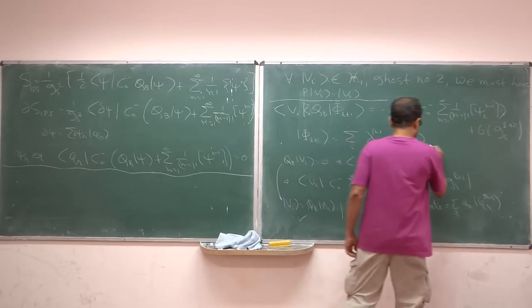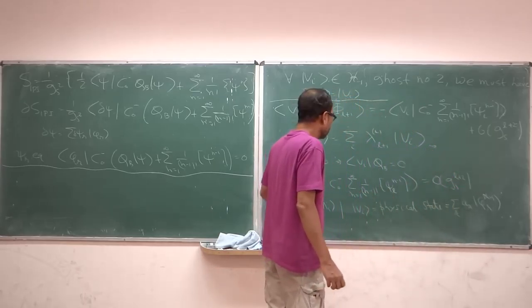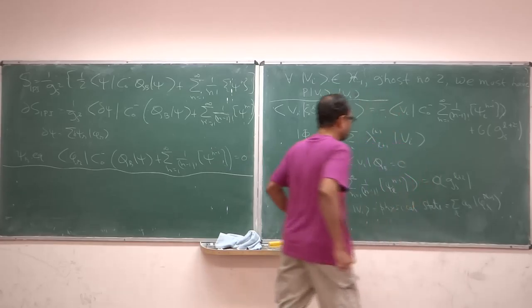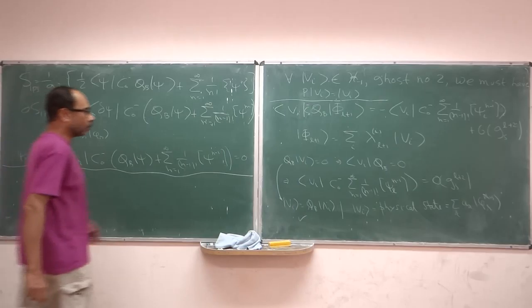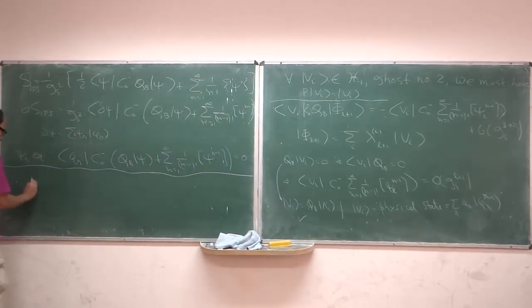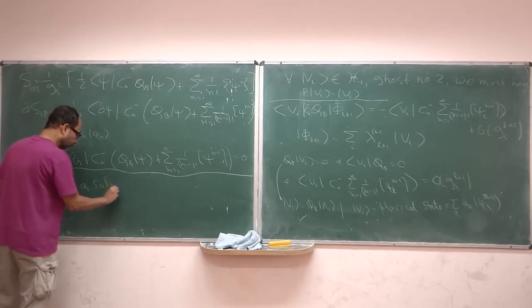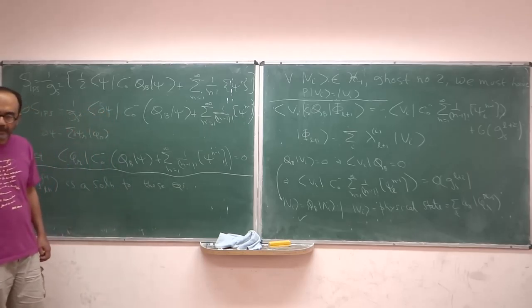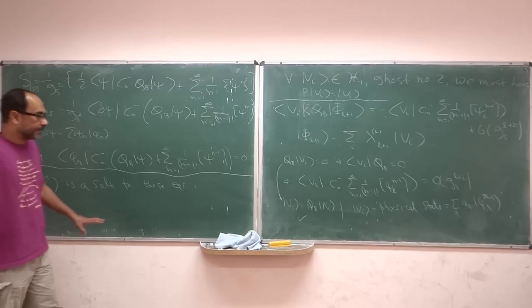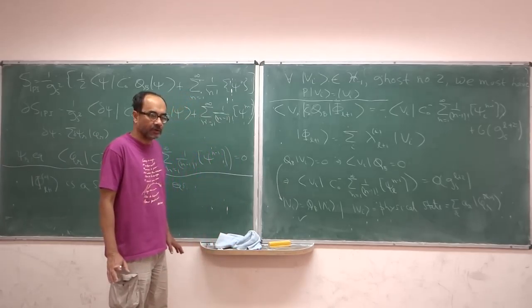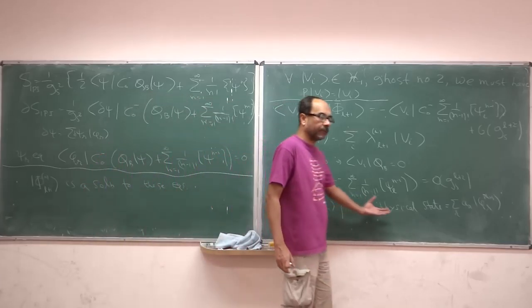Let me go through this anyway. Okay, so let's go back to this equation, that which is here. And suppose that phi 0 l plus 1 is a solution to this. From this general argument that I gave, just a counting argument, we know that phi 0 l plus 1 cannot be uniquely determined. If it's a solution, then it cannot be uniquely determined because there are fewer constraints than the number of variables.